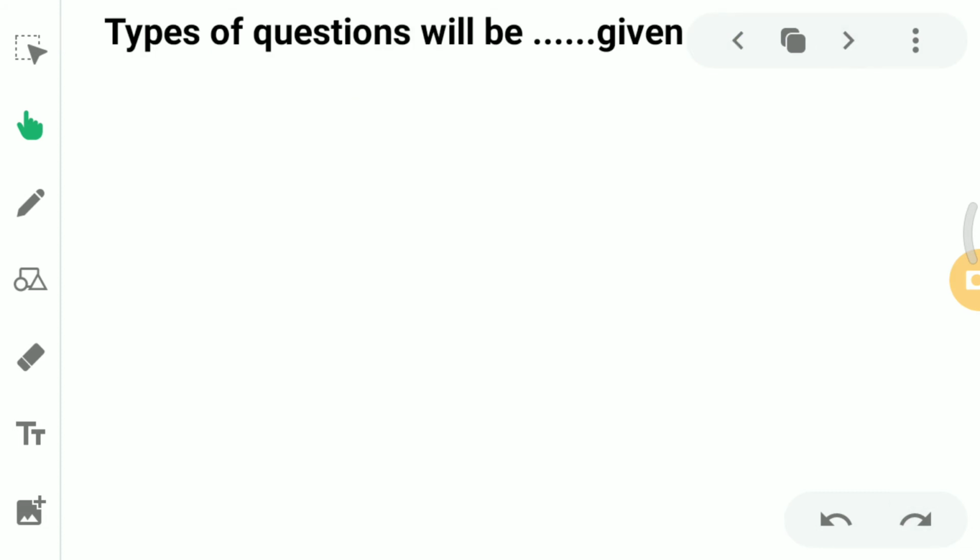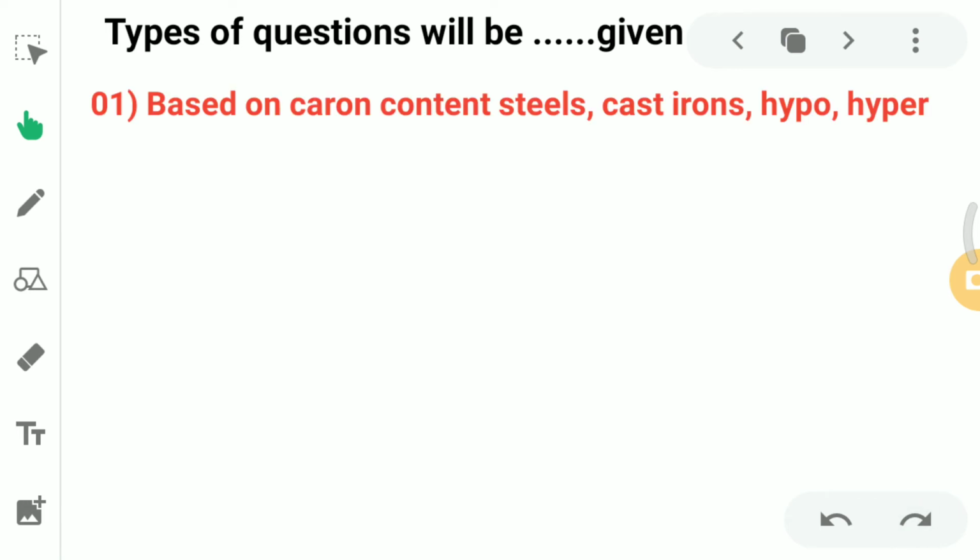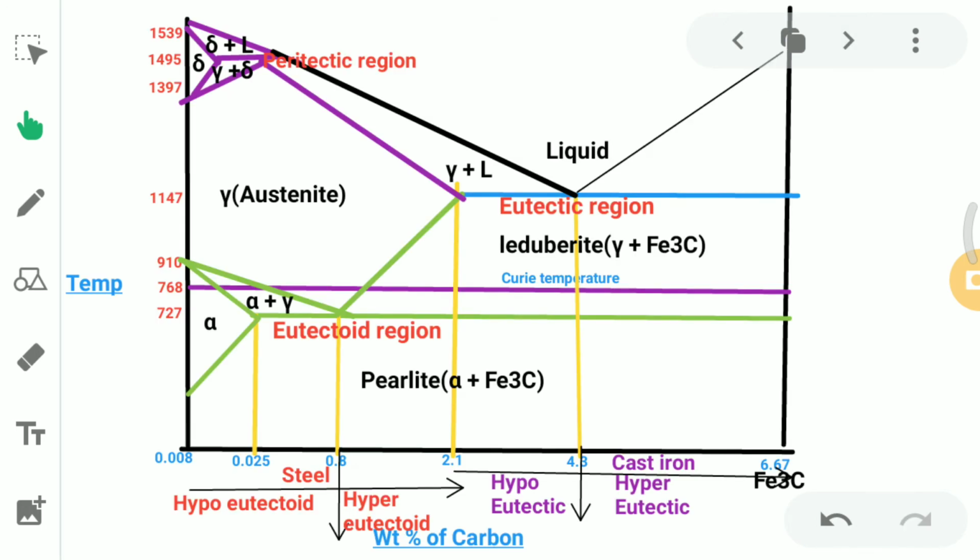And the types of questions asked in competitive exams, friends. The first type of question is based on carbon content. How will the questions be asked? At 0.025 percentage, which type of steel it is, whether it is a low alloy steel or high alloy steel, whether it is a low carbon steel, medium carbon steel or high carbon steel.